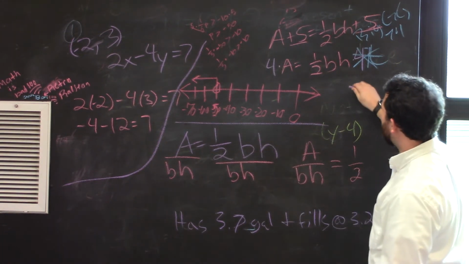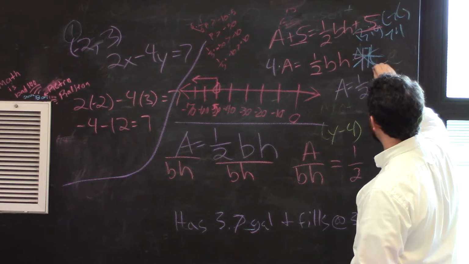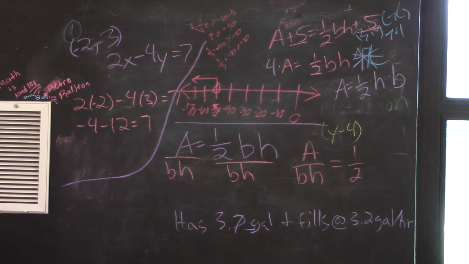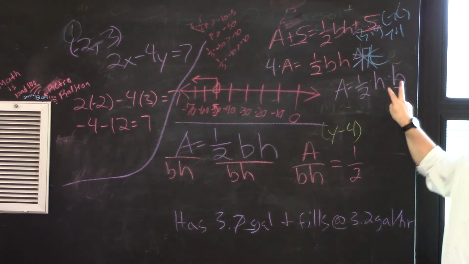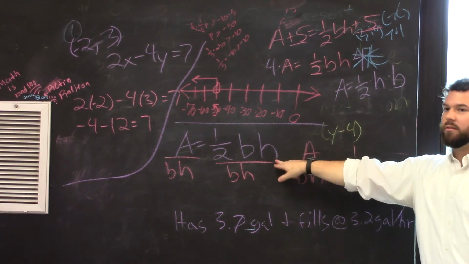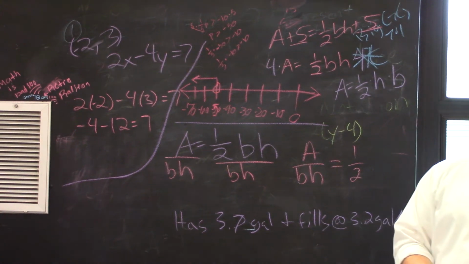Commutative. Okay? So A equals 1/2 times height times base. See how I switched the base and the height around? That's a commutative property. Is that telling the same story as what I started with? Yes. All I asked was to create an equivalent equation.